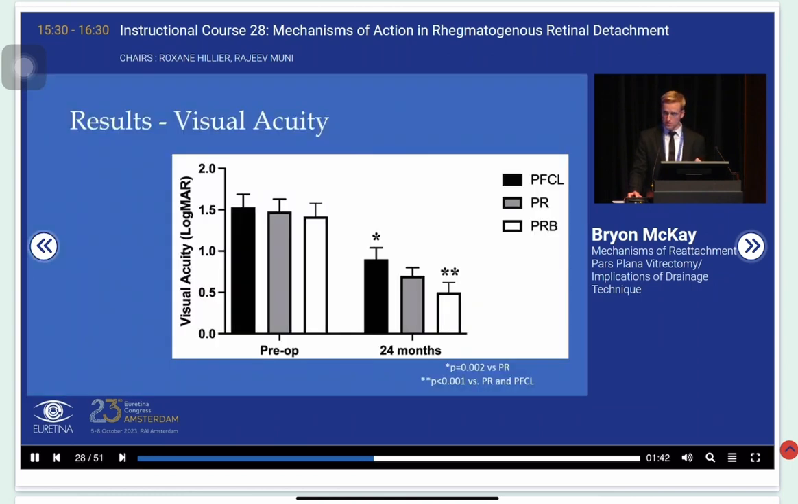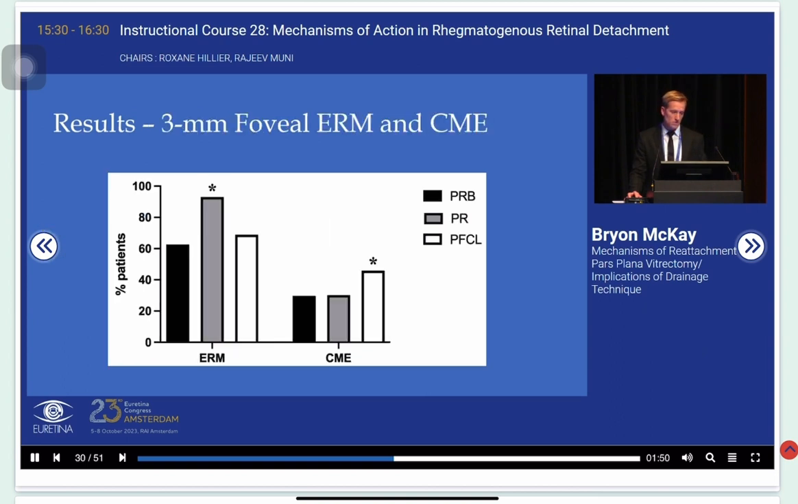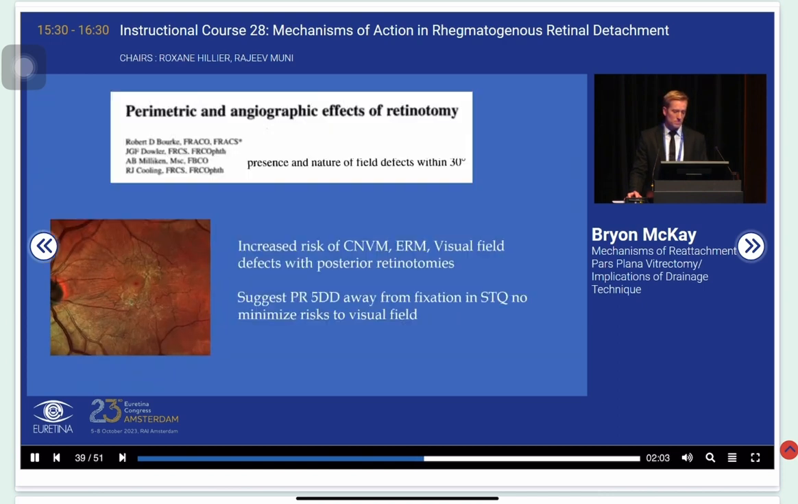And what does this mean for vision? Well, visual recovery was actually better with drainage through the retinal break compared to PFCL, which was the lowest, and in the middle somewhere was drainage with the retinotomy. When we break this down a little farther, we did see more epiretinal membrane formation with the drainage retinotomy, which makes sense, that's already previously known, and there was a slightly higher amount of CME with the PFCL group. I'll just pass by those for time's sake.